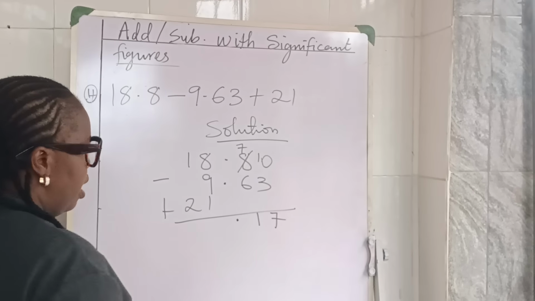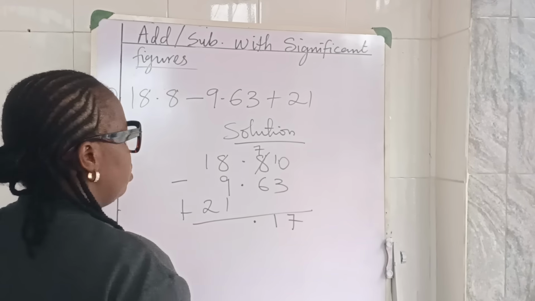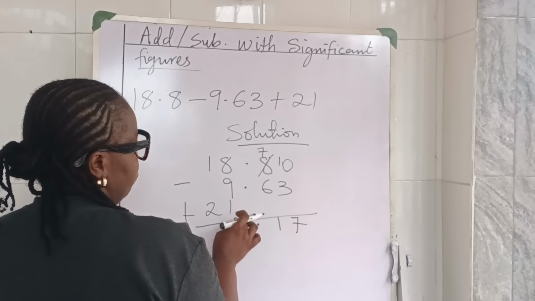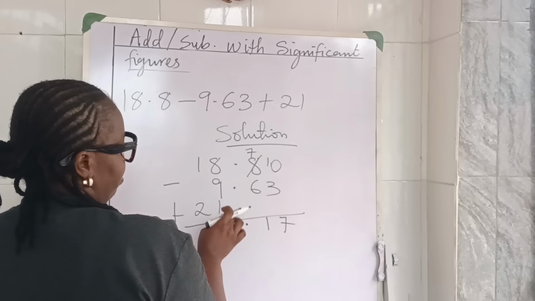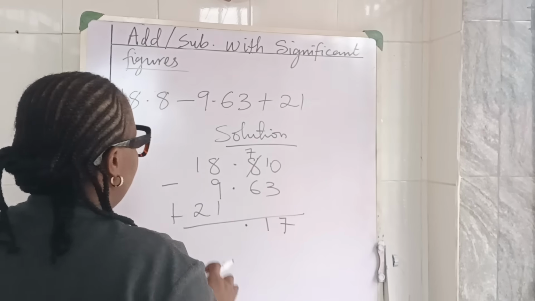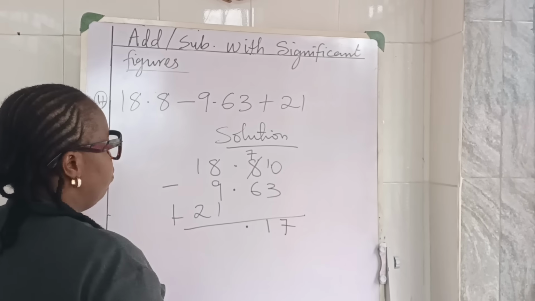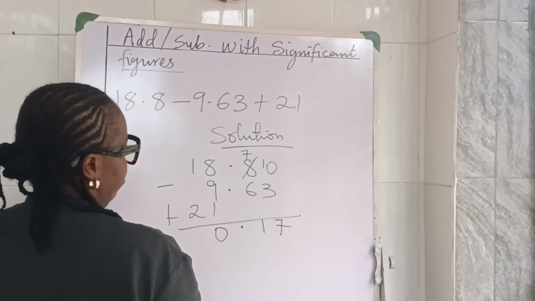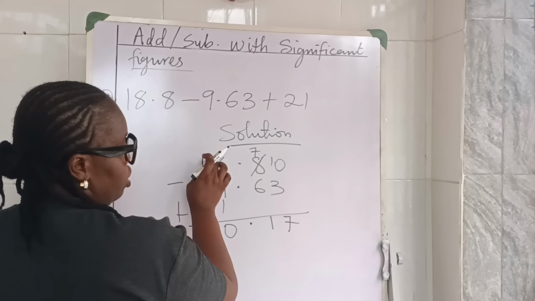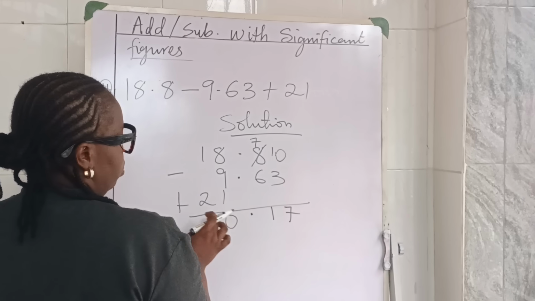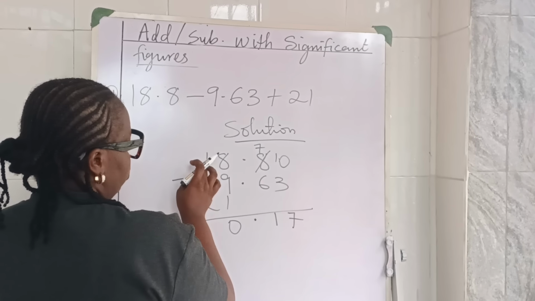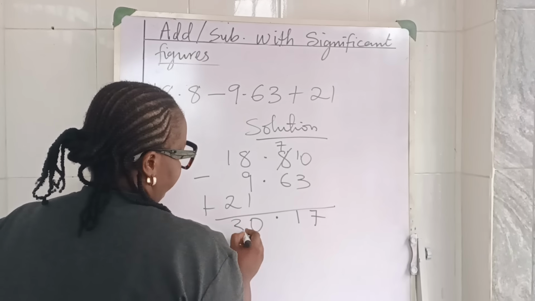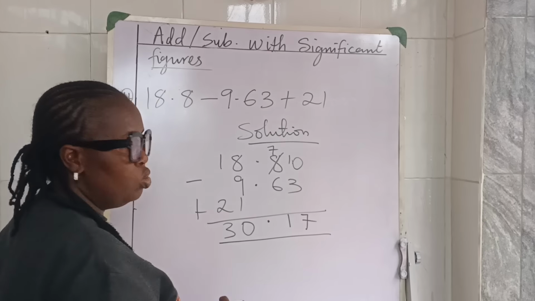8 take away 9, can it go? No, because 9 is bigger. So you either say 18 take away 9, or you can still say your 8 plus 1 here is 9, and then from here. Do you understand? So we have 18 take away 9 is going to give us 9. 9 plus 1 is 10. You put your 0 and carry 1 over here. Remember, this one is already gone. Do you understand? So the 1 is added to this one now, because we have 1 minus 0, which is here, plus this 2 will give us 3. So our answer is 30.17.